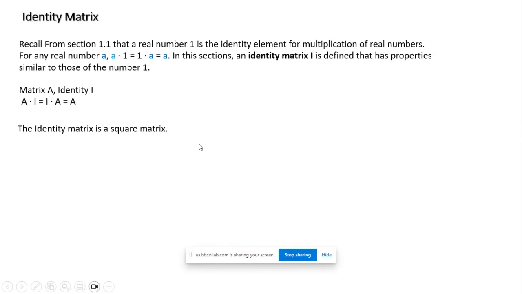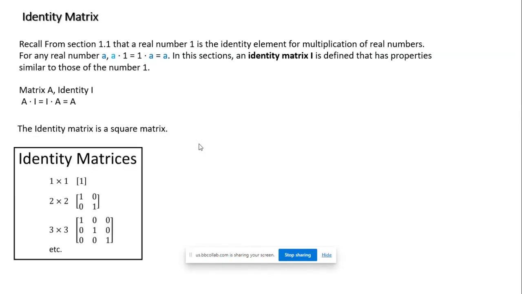So, for instance, let's find the identity of a square matrix, but maybe I need to also identify what a square matrix is. A square matrix is a matrix that has the same number of rows and the same number of columns. That's what a square matrix means.